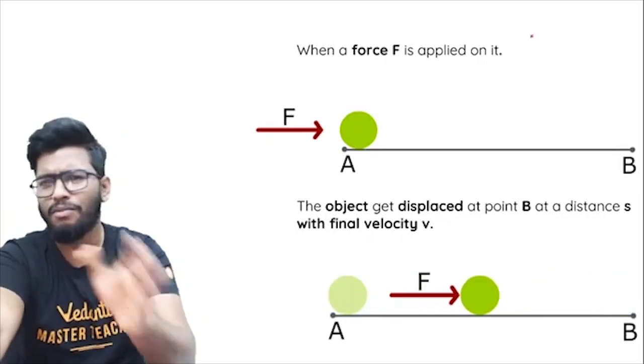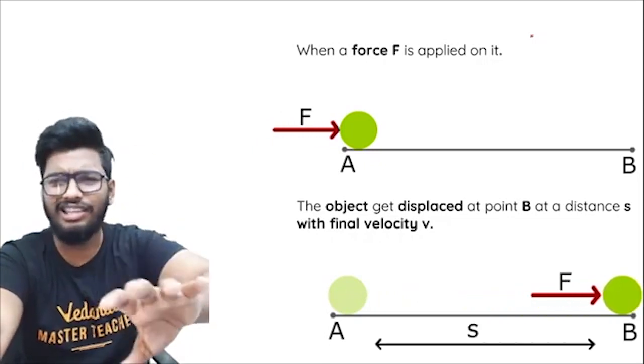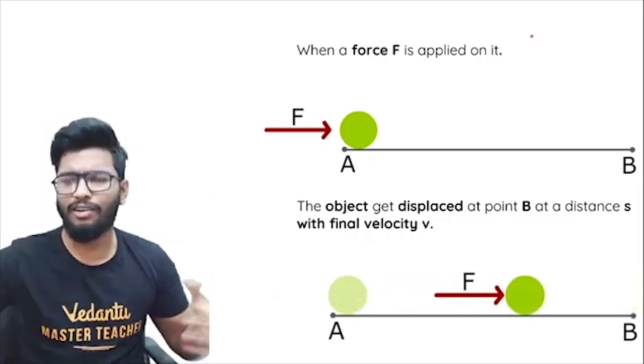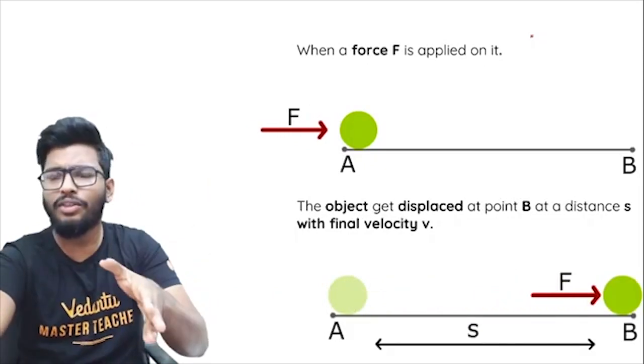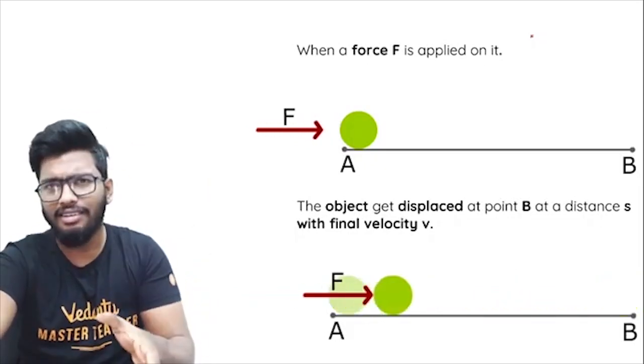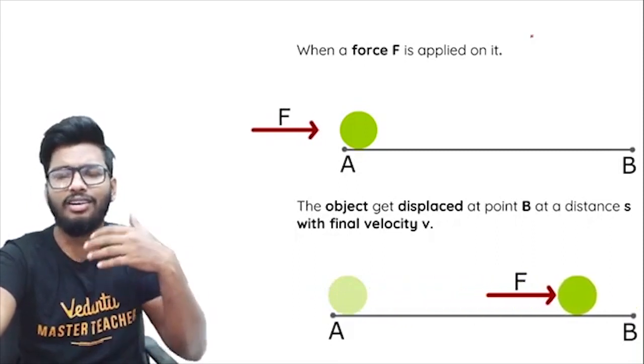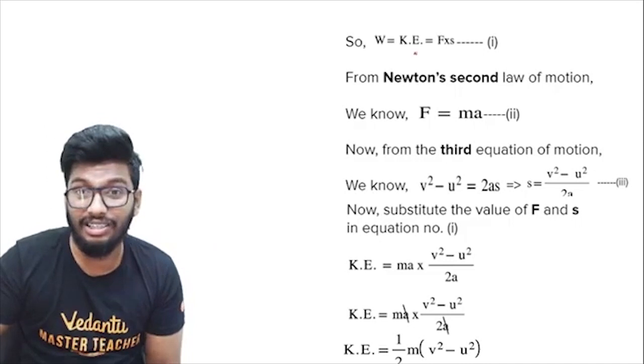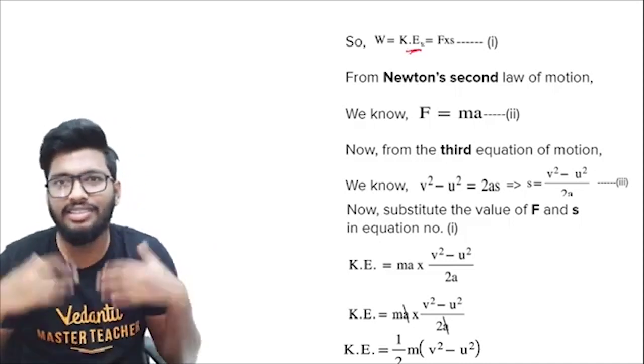All right, so it's going from point A to point B. It has an initial velocity of 0 because the ball was initially in the state of rest, and then it has a final velocity v. Now we know that work done is force into displacement, and energy is the capacity to do work. So I can say that work done is equal to kinetic energy because it is the capacity to do work.